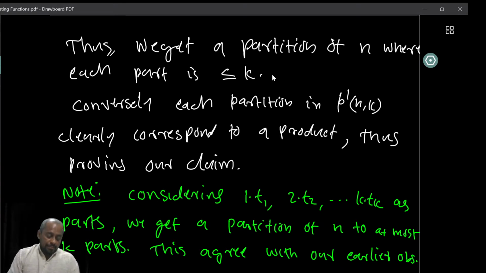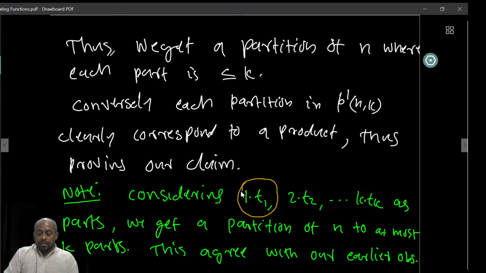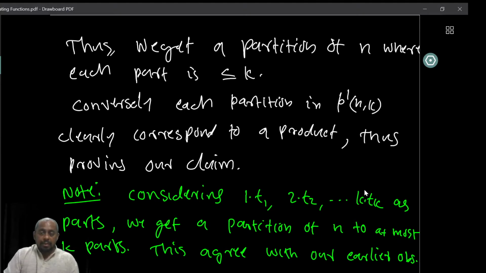Now, if you remember, there is also another connection if you look at the sum 1 times t1 plus 2 times t2 plus etc. up to k times tk. Now, instead of looking at this as t1, t2, etc., look at 1 times t1 as one part, 2 times t2 as another part, k times tk as another part, right? So whatever that number is, that is your part.